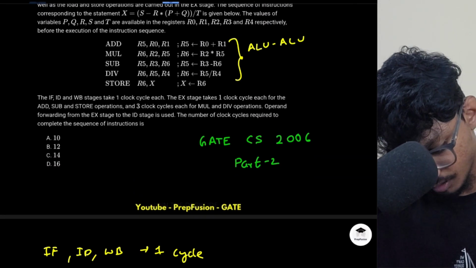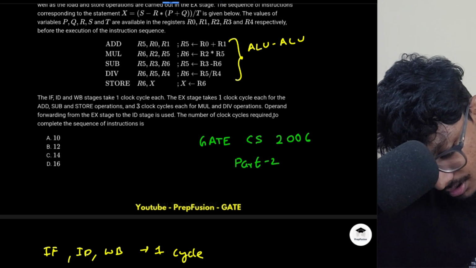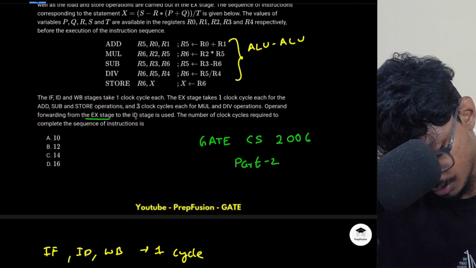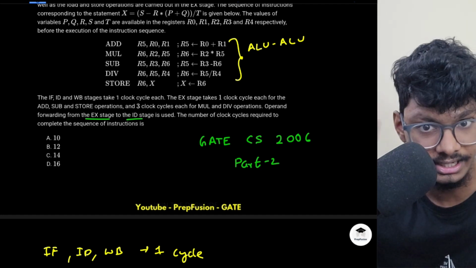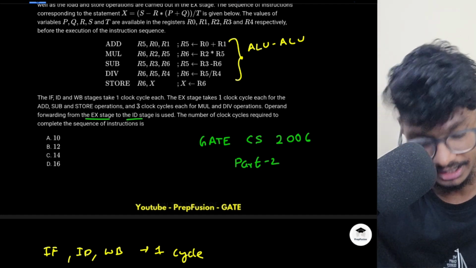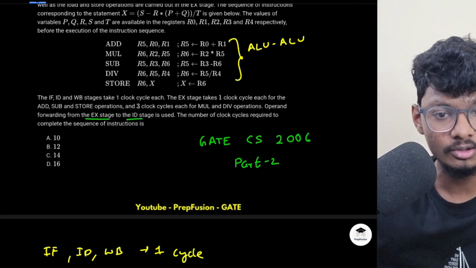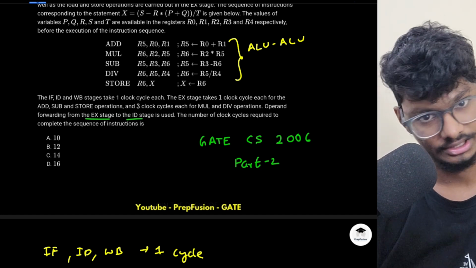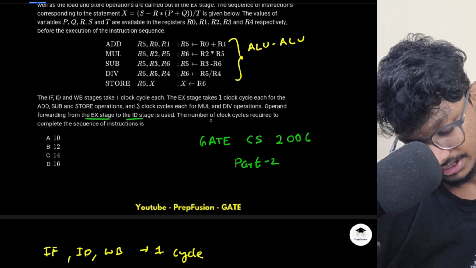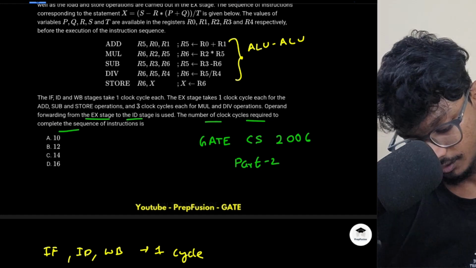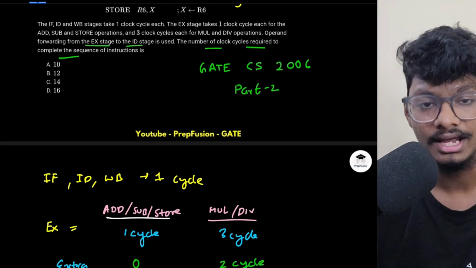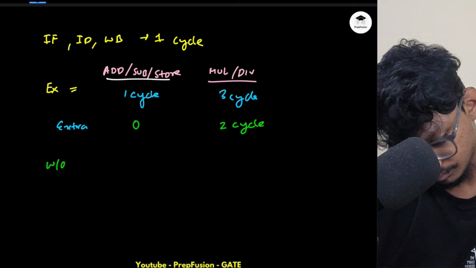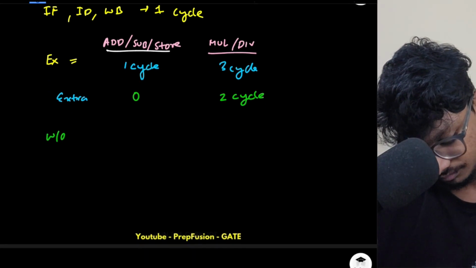Now what are they asking us? They are asking that operand forwarding is used from the execution stage to the ID stage. Operand is forwarded directly from the execution to the next ID stage, right? Directly it is forwarded, so I don't need to provide extra stall cycles. The question is the number of clock cycles required to complete the sequence of instructions. So again, I will find how many clock cycles I require.